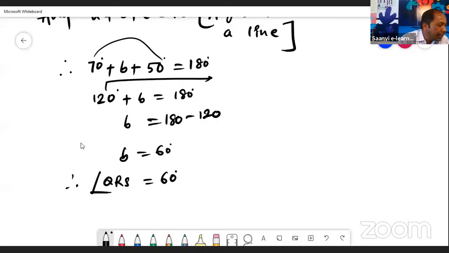Angle B is nothing but angle QRS. So angle QRS is equal to 60 degrees. So this is the angle which we needed. Okay, children, now let us see the next problem.